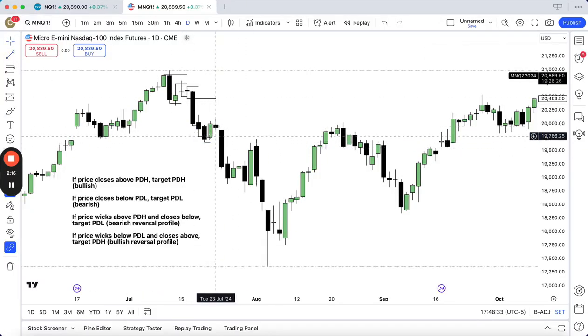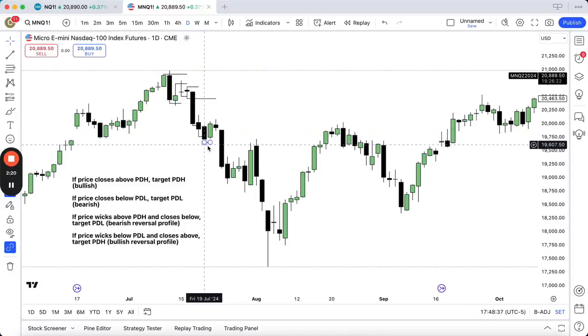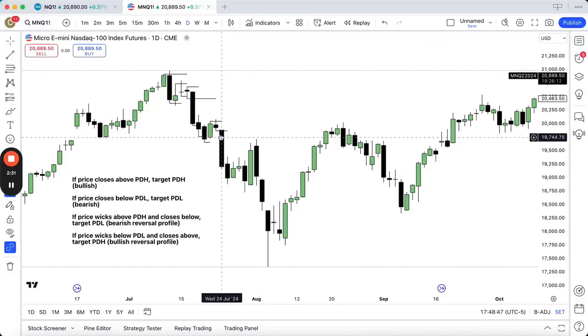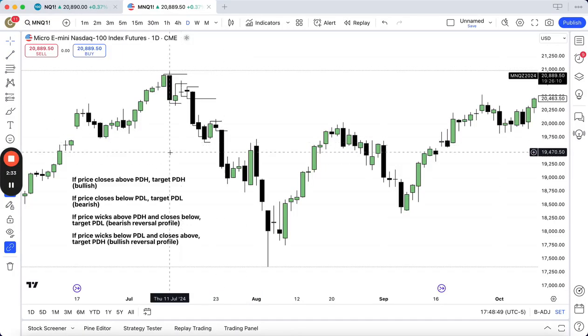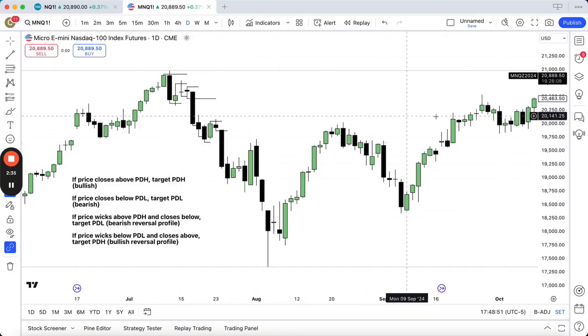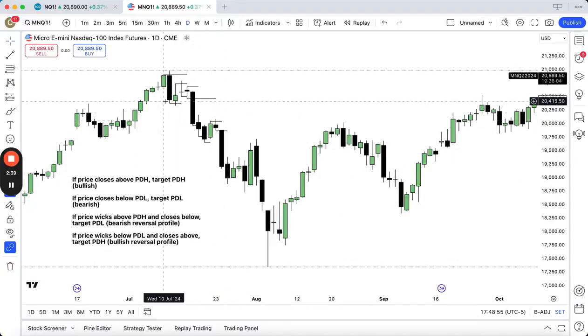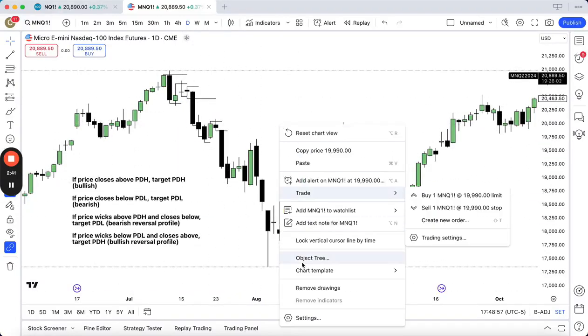On ES we probably had some bullish SMT here. On ES, price probably went ahead and wicked below this previous day low, which means we would target previous day high. Once again, target previous day high, price wicks above, closes below. So what is that? Bearish reversal profile, price closes below. Boom, right? Once again, we can just keep doing this throughout the whole chart. This is how I determine my daily bias every single day using candle closures.